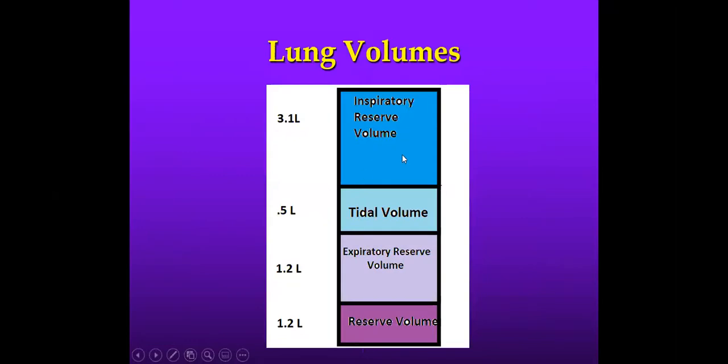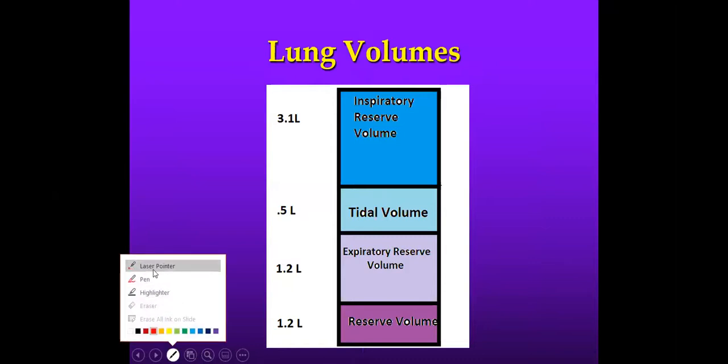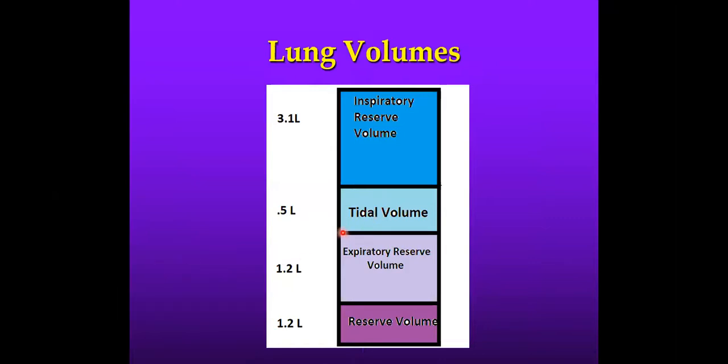All right. So let's look at the way they are arranged. In the middle, you have your tidal volume. That's your normal in. You follow my marker. Normal in, normal out, normal in, normal out, normal in, normal out. That's my tidal volume, okay? Which is about 0.5 liters or 500 milliliters, right?